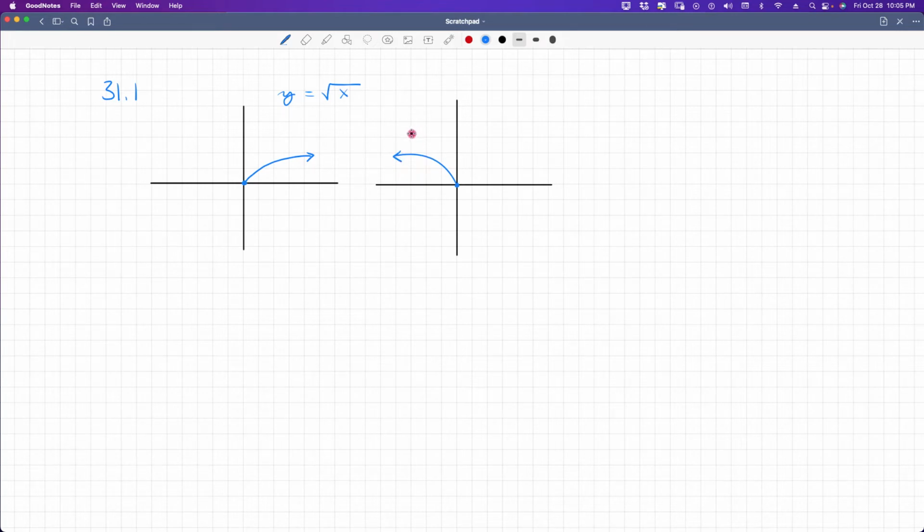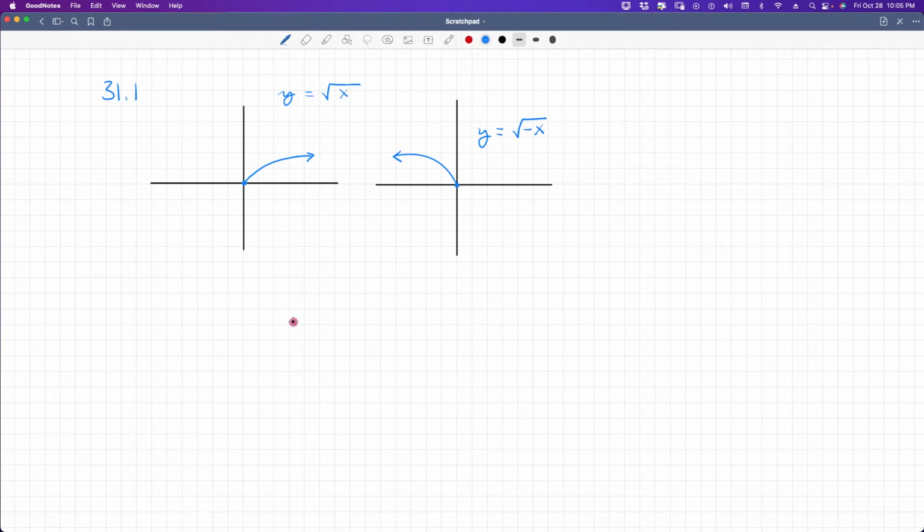So this being a reflection of this, remember what we do for reflections, we adjust the x to the negative x. So that means we would write this function notation as y is equal to the square root of negative x. All we did was we changed the x value to a negative x. That's all we can do. And the reason we did that is because the reflection was about the y-axis. So when it's about the y-axis, we adjust the x value.